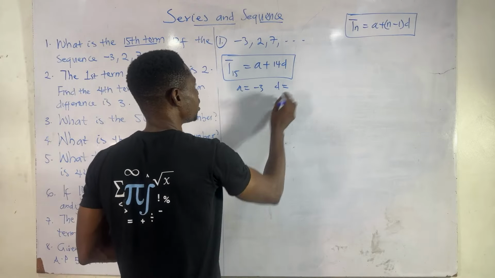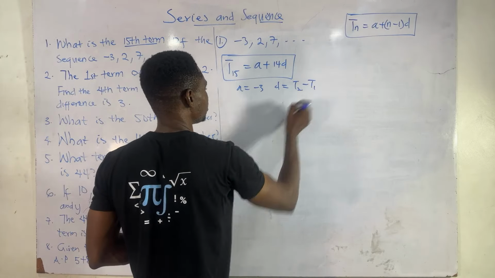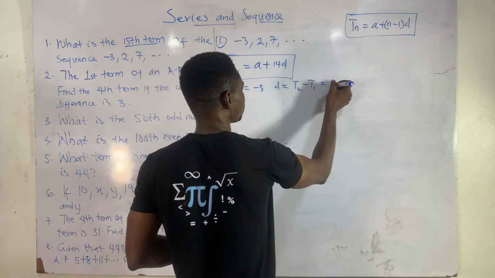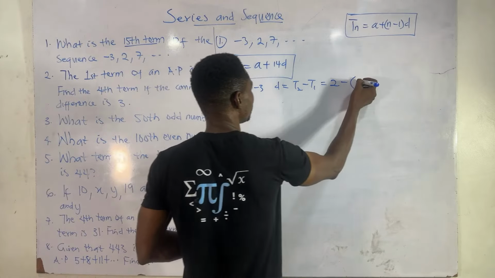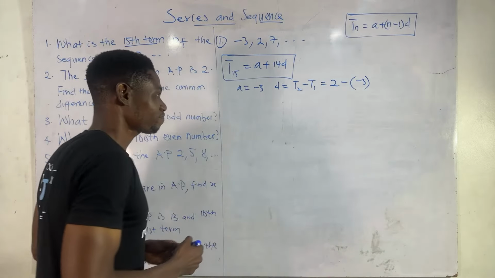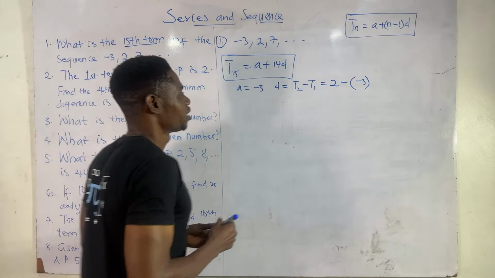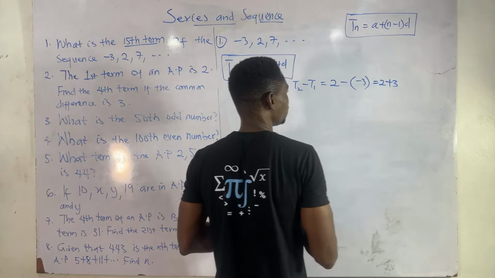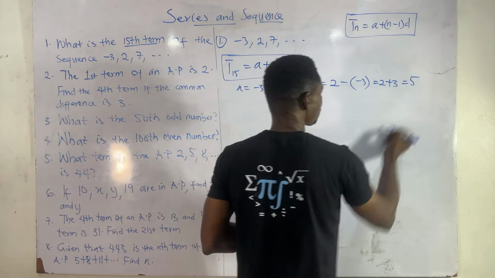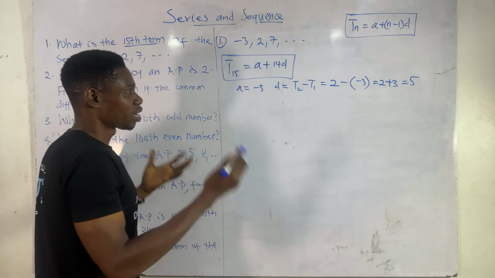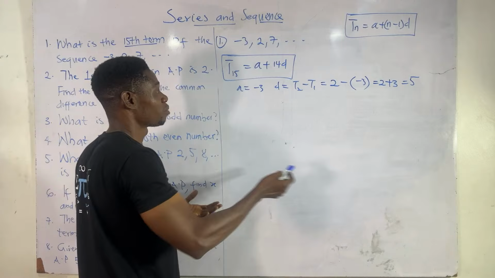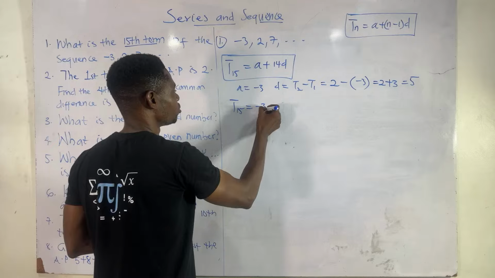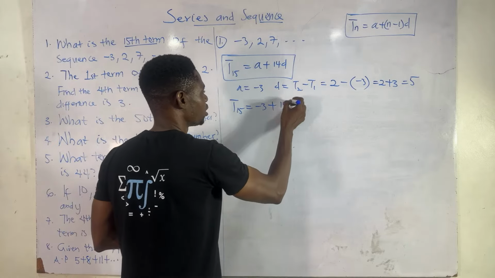And what's our D? Remember our D is T2 minus T1. So what's our T2? That's 2 minus, what's our T1? Minus 3. So 2 minus minus 3, that gives us 2 plus 3, and this is 5. So remember, we only need A and D to solve a problem like this. So our T15 will be A, which is minus 3, plus 14 times 5.